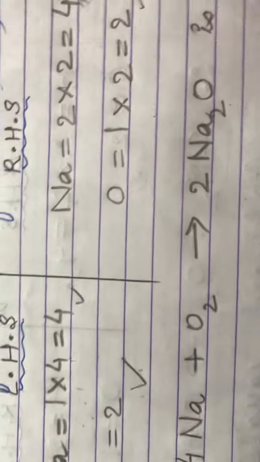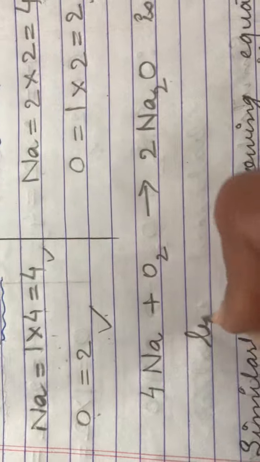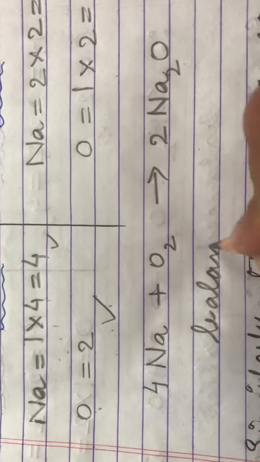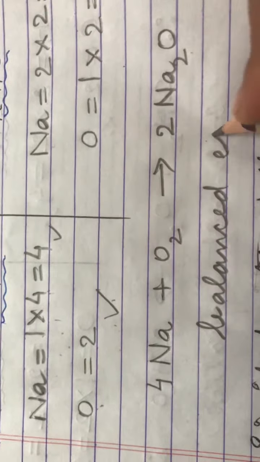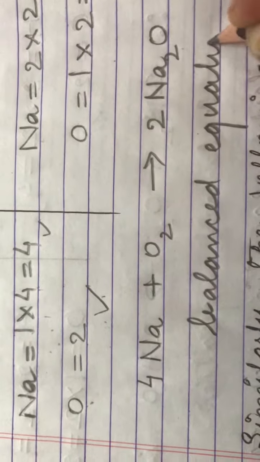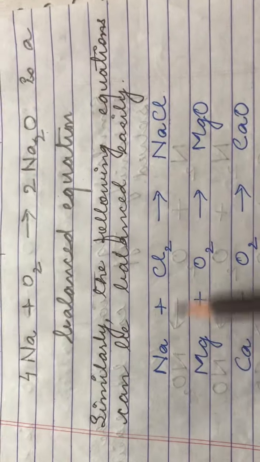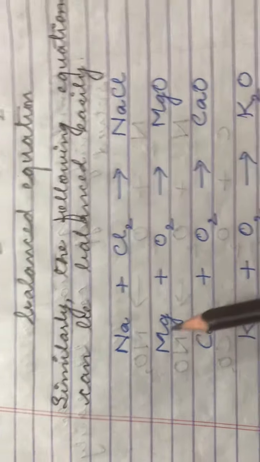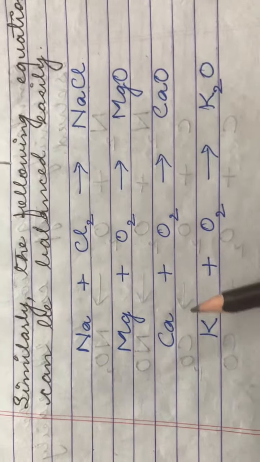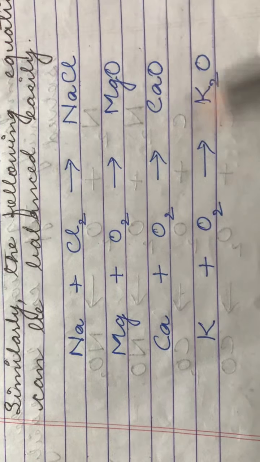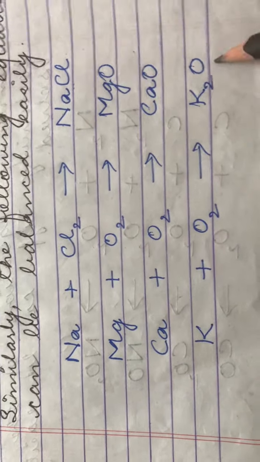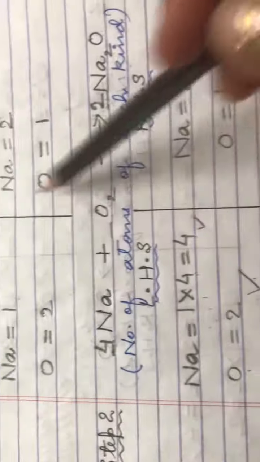This is a balanced equation. So this is how we balance simple equations like these. Similarly, the following equations, Na plus Cl2 giving NaCl, Mg plus O2 giving MgO, Ca plus O2 giving CaO, K plus O2 giving K2O, can all be solved in a similar way as we have done this equation.